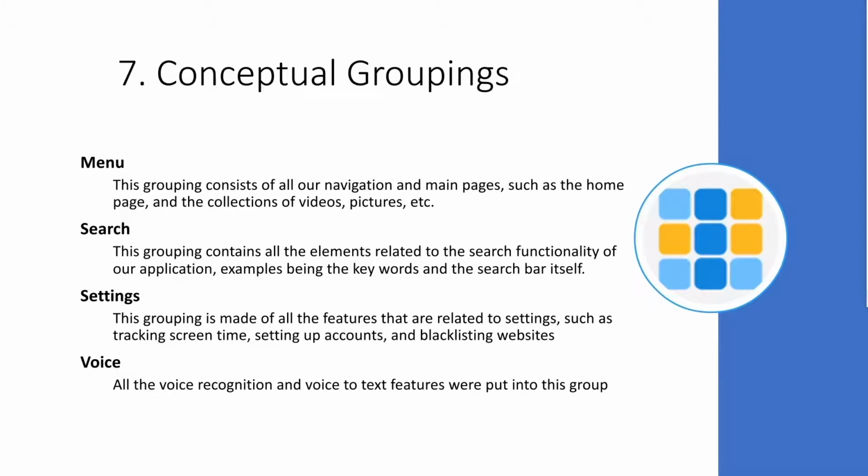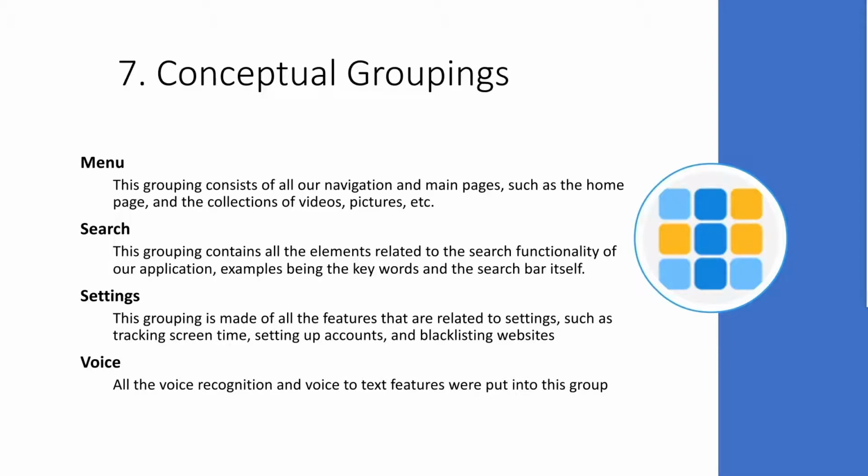We split up our proposed features in our affinity diagramming activities into 6 different groups. Our menu grouping is made up of navigation and collection features, such as the collection of games, videos, music, and other types of media. The search grouping was created with any features that were related to the search bar, such as our keyword search or the proposed drag and drop features we hadn't included in our prototype.